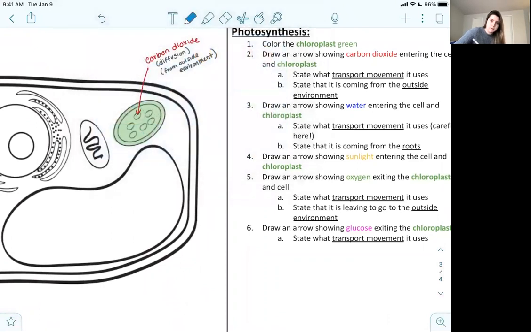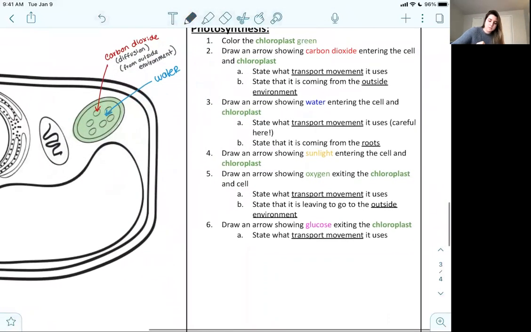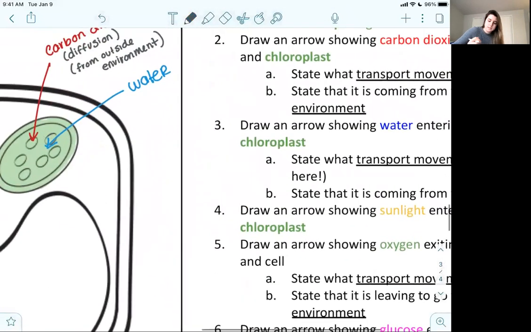I'll go ahead and I'll take blue here. I'm going to show water entering both the cell and the chloroplast and label it. They also would like for us to label the transport movement and state that it is coming from the roots here. We get water, or plants get water from their roots. Water, remember, has a special type of diffusion called osmosis. And this is coming from the roots. Okay.